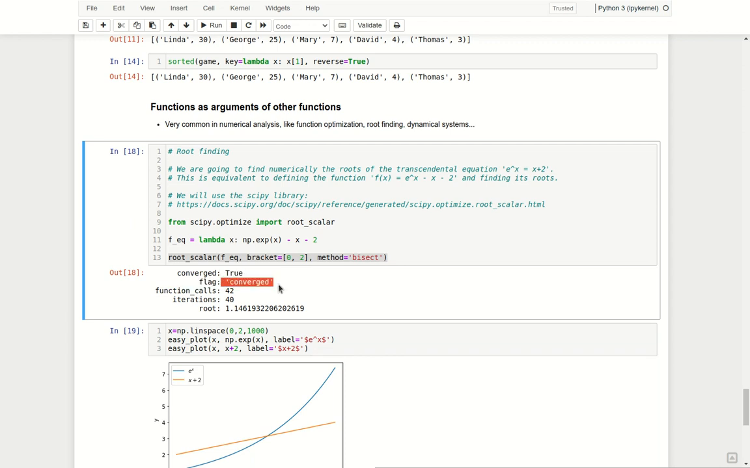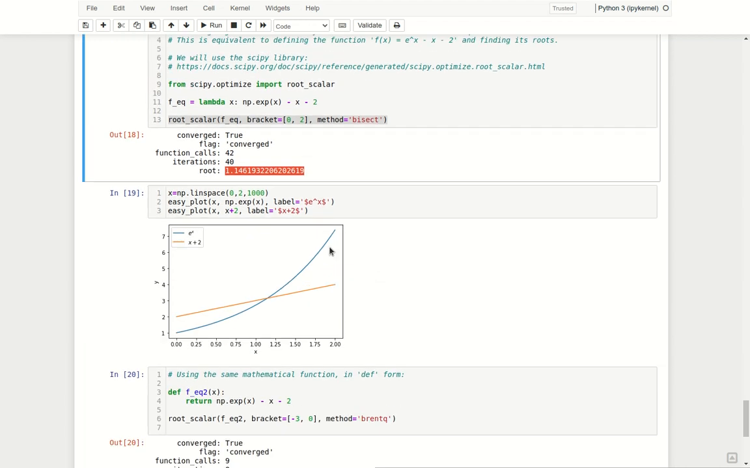The converged flag means that it went very well. The number of function calls is 42, and the number of iterations to find this root is 40. And the value of the root is 1.1461, and so on. So let's see, with Matplotlib, we are going to plot these two functions, the exponential of x and x plus 2, and we are going to see if this is more or less correct.